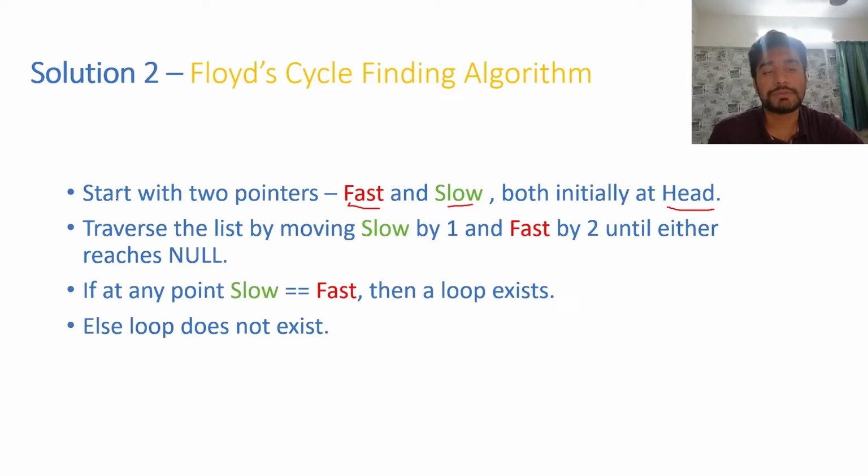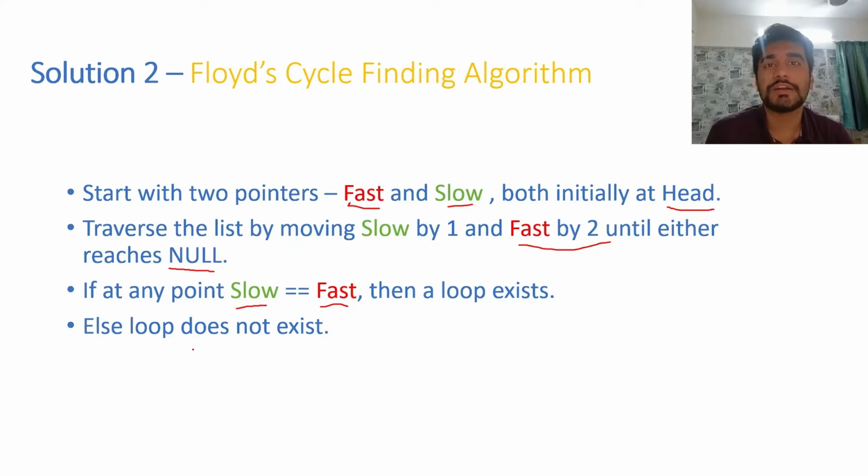We move the slow pointer by 1 unit and the fast pointer by 2 units until either of them reaches the null pointer. If at any stage during this traversal the slow pointer is equal to the fast pointer, that is, the slow pointer and fast pointer have reached the same node, then we conclude that this linked list contains a loop. Otherwise, we conclude that this linked list doesn't contain a loop.